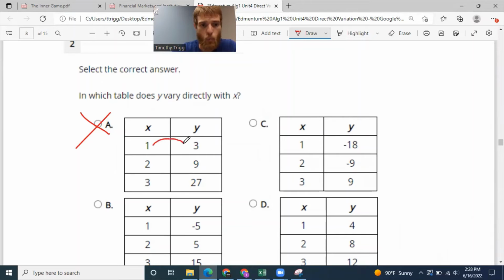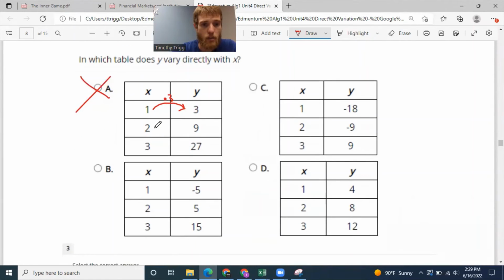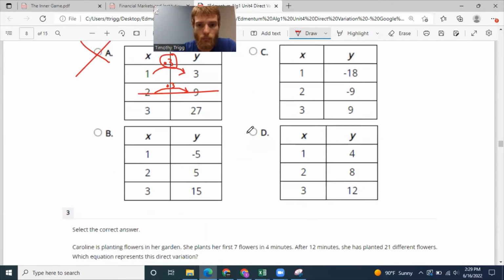Notice, 1 times what gives me 3? Well, 1 times 3 is 3, right? Now, is that the same for here? 2 times 3 gives me 9. 2 times 3 is 9. No, that doesn't work. So whatever value you got for this one needs to be the same for this one, needs to be the same for this one. So if it's the same multiplier for each going from x to the y coordinate, then you know that's the correct one there. Okay.